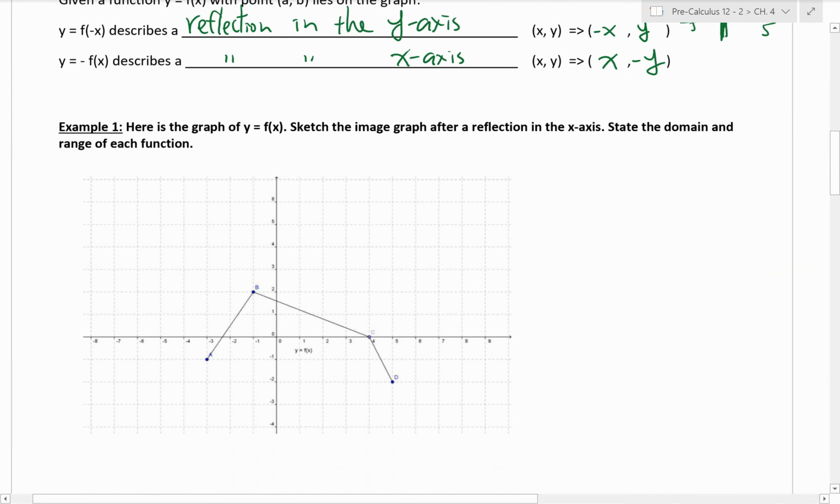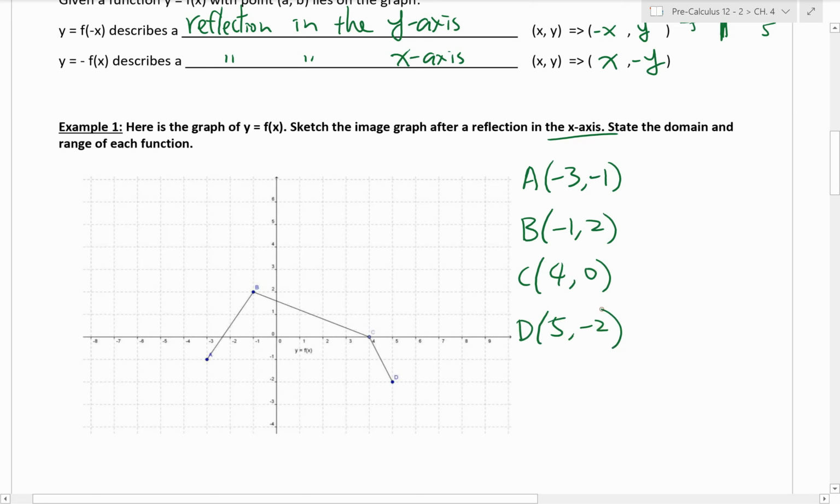Okay, so here's the first example. Let's take a look. It says here's the graph of y equals f of x. Sketch the image graph after a reflection in the x-axis. State the domain and range of each function. So for the original function, let me just write down the coordinates first. Hopefully this graph looks familiar to you. This is the one we used in the previous lesson. You'll see this graph again later on. We're going to use this one three times, four times, something like that.